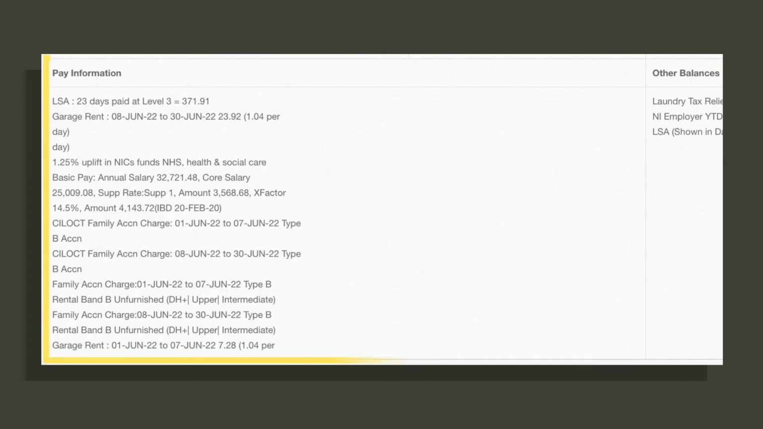Then the final section to the left is pay information. This gives you a bit more detail about how your pay comes together, your accommodation details, and it can give you other information that is useful and might affect your pay. For example, on mine at the moment it is informing me of the 1.25% uplift in national insurance contributions. If you aren't sure what that entails, I have made a video about the national insurance changes, a link for that is below. You can also see that my basic pay is my annual salary.